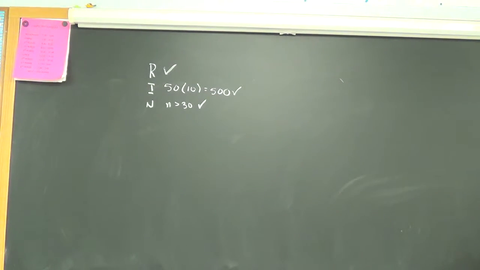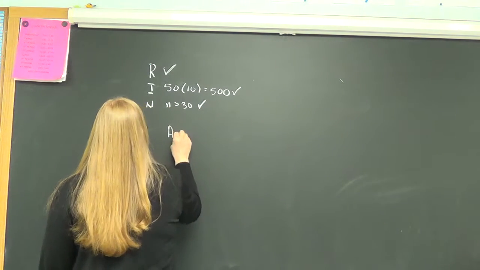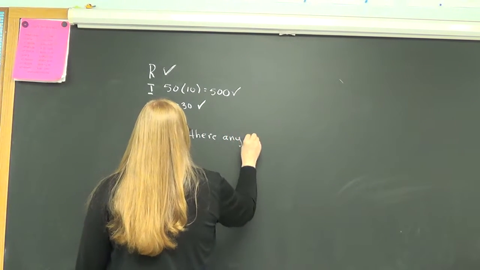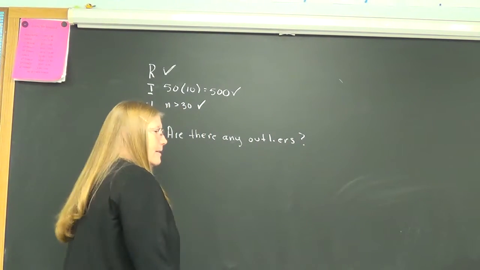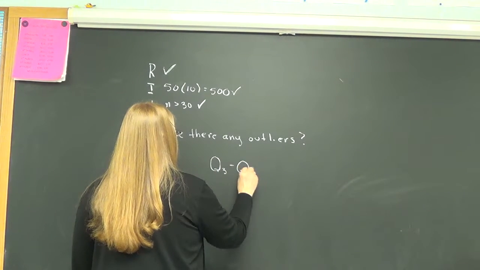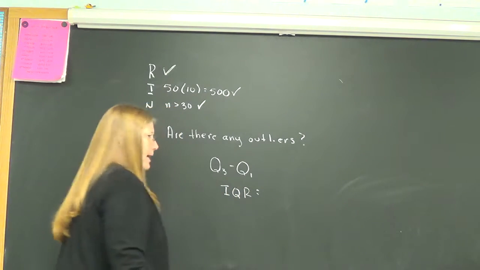Before we dive in any further though, I want to know if there are any outliers. I want to see if you can muscle-memory your way through that question with the Minitab information. So the first question is, are there any outliers? Isn't it Q3 minus Q1? Right, so what is Q3 minus Q1? That is called the interquartile range. Can you get me that number?